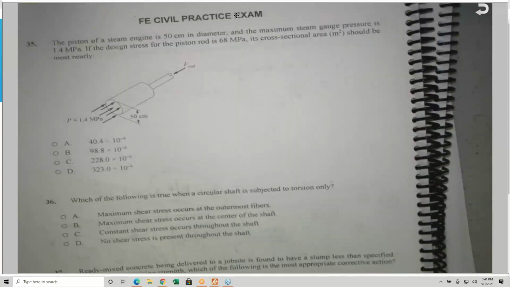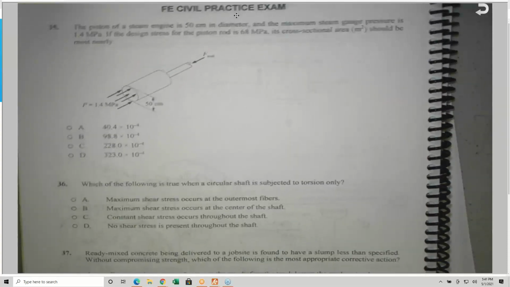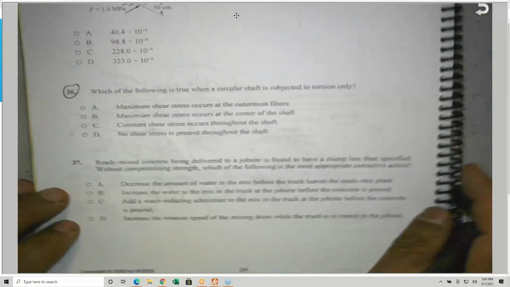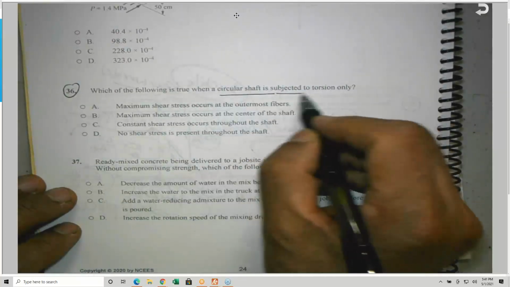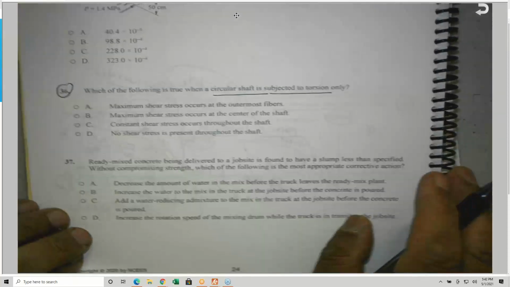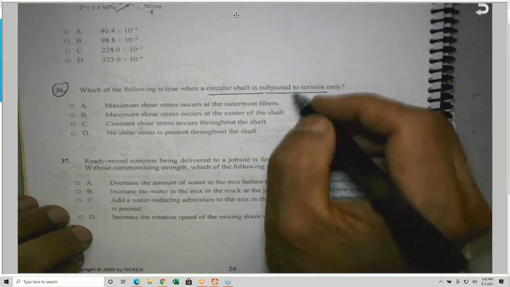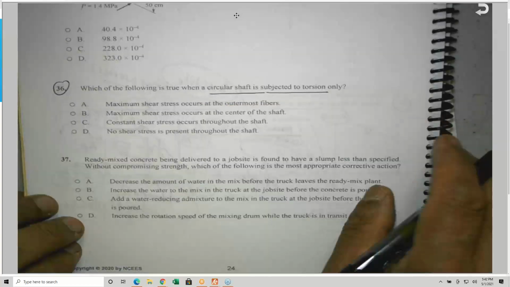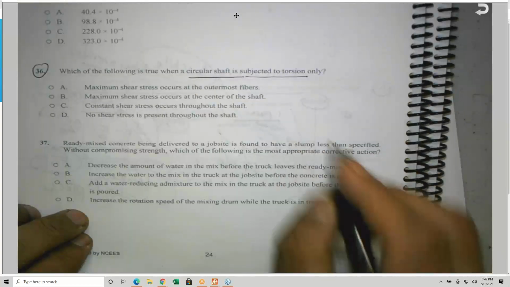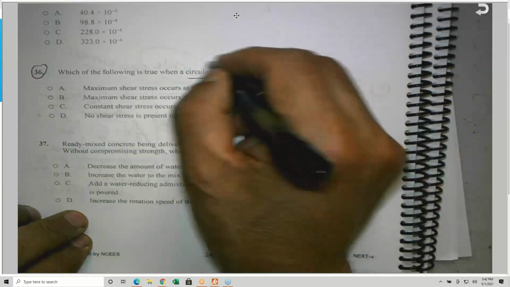This is also, I believe, number 35. This one here, which of the following is true about a circular shaft subjected to torsion only? Torsion, okay? So we need to be ready for conceptual questions like this one here. We're going to go over it, but this is question number 36. Torsion, okay, for a circular shaft.